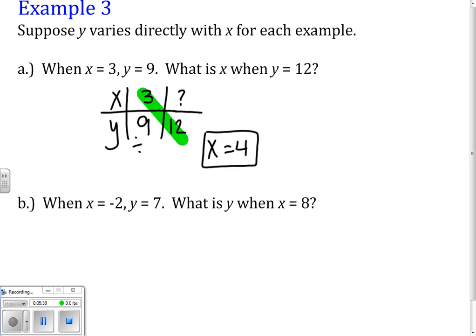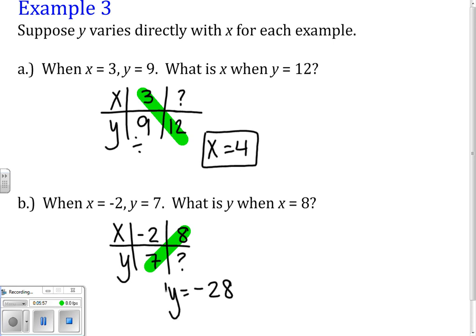Letter B. I have an x and a y. X is -2 when y is 7. What is y when x is 8? So cross products. 7 times 8 is 56. And 56 divided by -2 is -28. Y is -28.